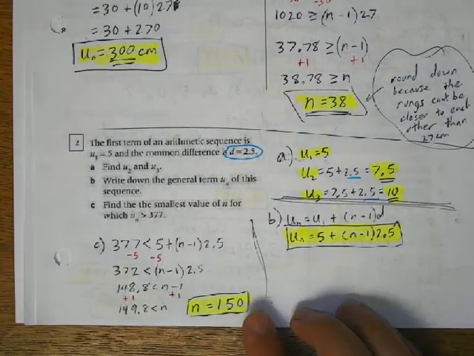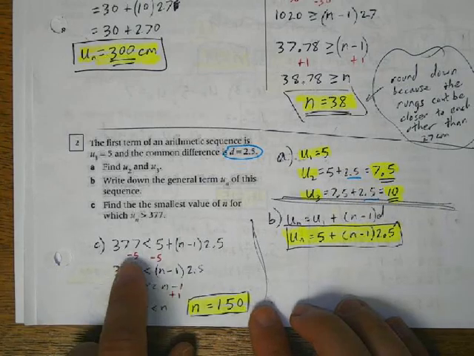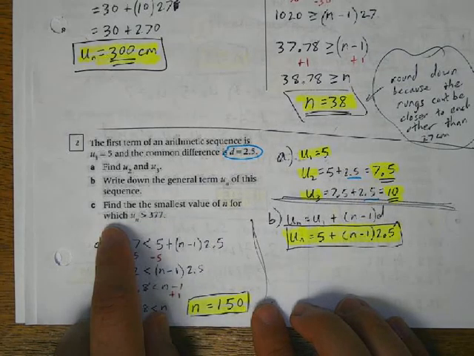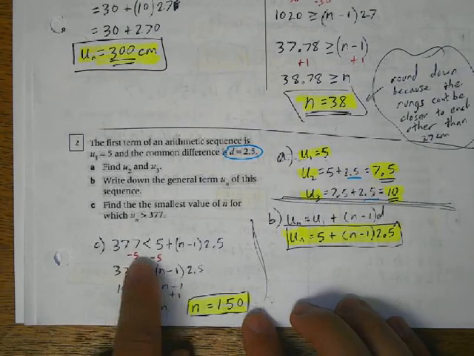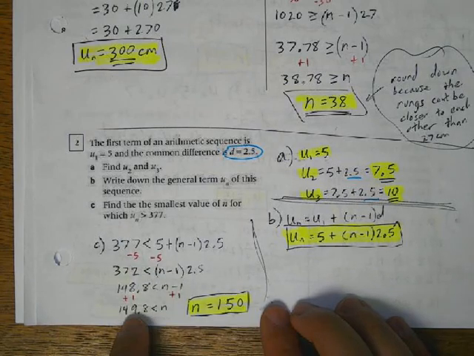So, we know the smallest value of n. Find the smallest value of n for which this value is going to be greater than 375. So our answer needs to be rounded up because this is going to be greater than 377.